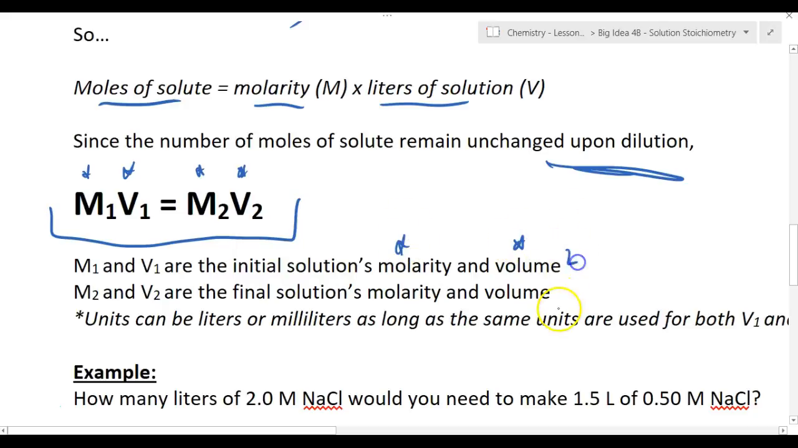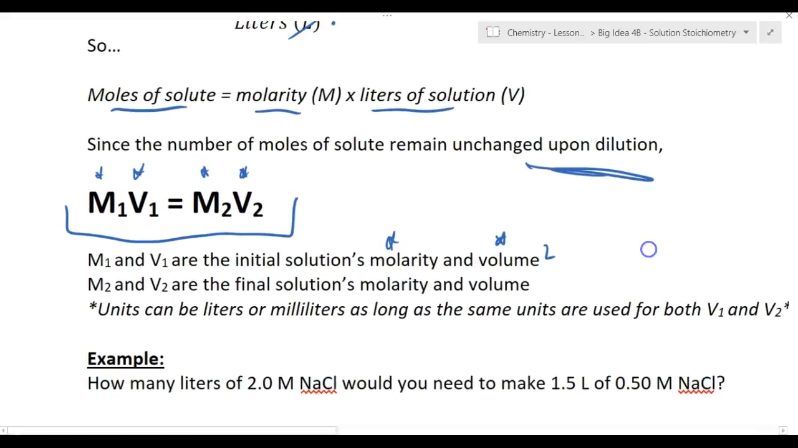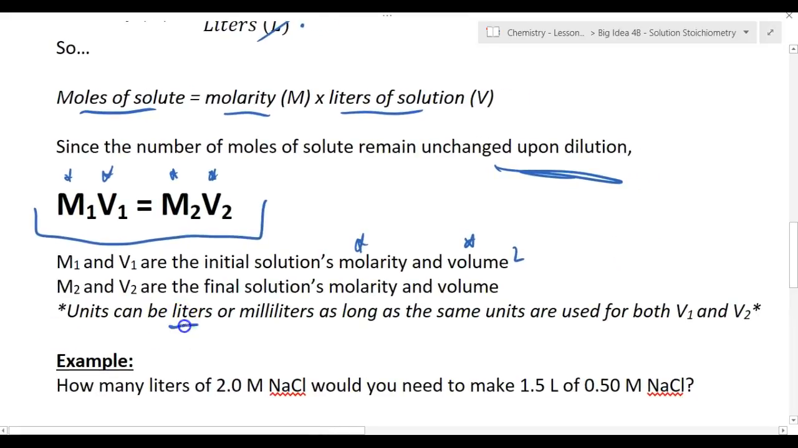And that is our dilution equation, where M1 and V1 are the initial molarity and volume. Volume is liters or milliliters, guys. M2 and V2 are the final solution's molarity and volume, so after that dilution happens. One important thing to note from this: units can be liters or milliliters as long as they're the same units for V1 and V2. So if V1 is in milliliters, then V2 has to be in milliliters. If V1 is in liters, then V2 has to be in liters. You'll come to realize that as we go through a couple examples, you'll see what I mean.